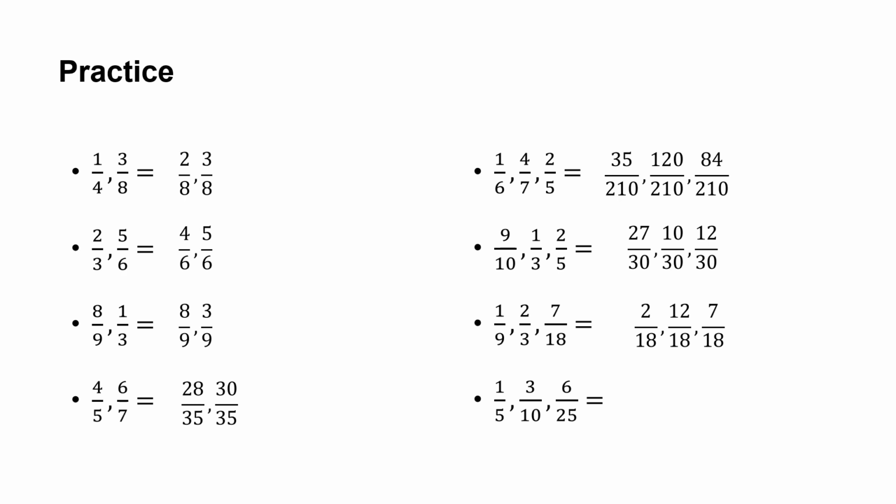And lastly, we have 1/5, 3/10, and 6 over 25. The lowest common denominator here, just looking at it, is going to be 50. So this gives us 10 over 50, 15 over 50, and 12 over 50.